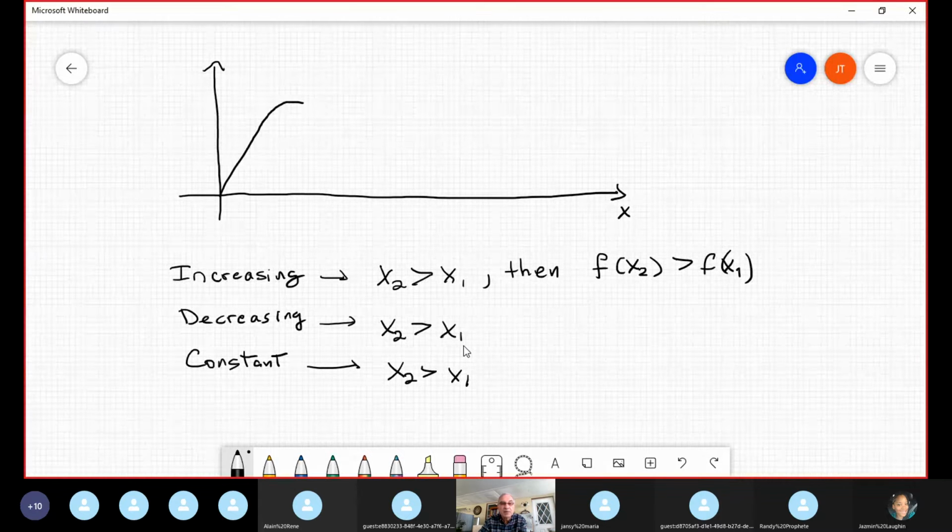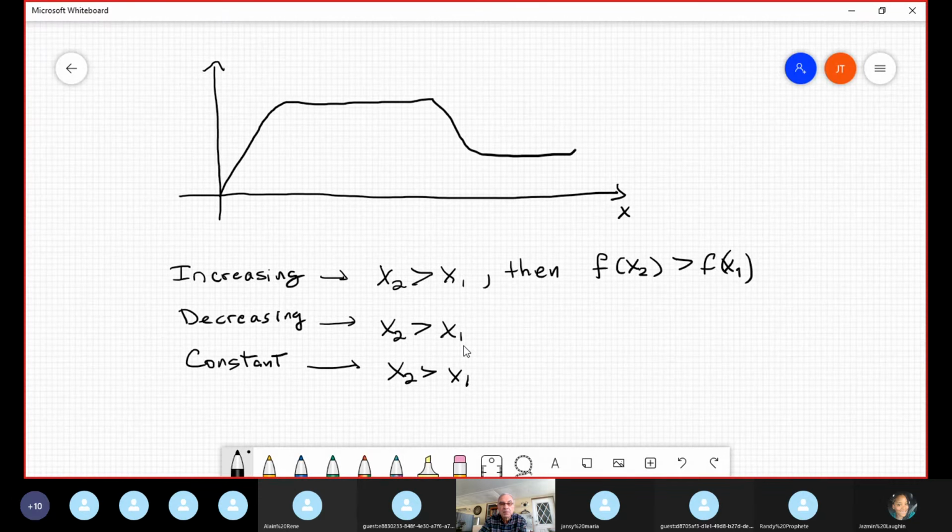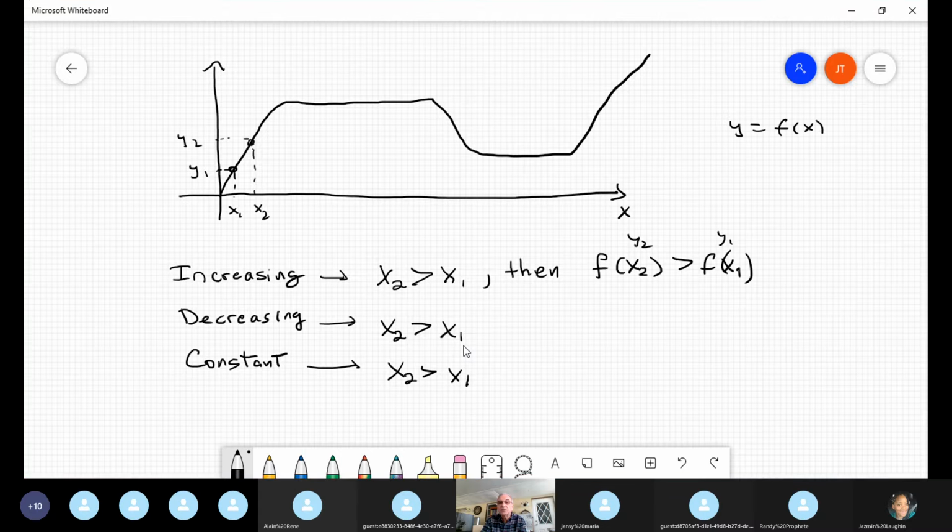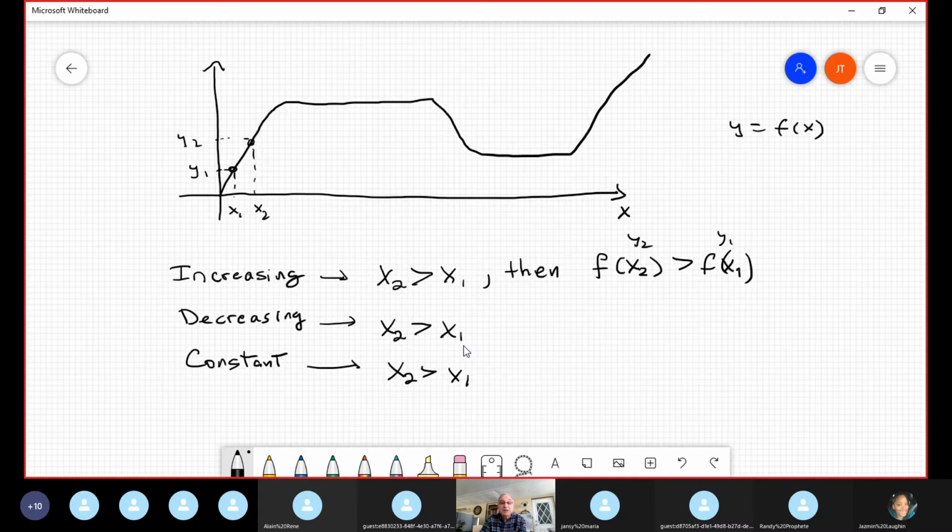Suppose one function can travel like that. In this first interval, you pick two values of x, x1 and x2. Assume x2 is bigger. The y values associated are y1 and y2. Remember, y1 and y2 are synonyms of f(x1) and f(x2); they correspond perfectly in function notation. So it's increasing. It's super easy.